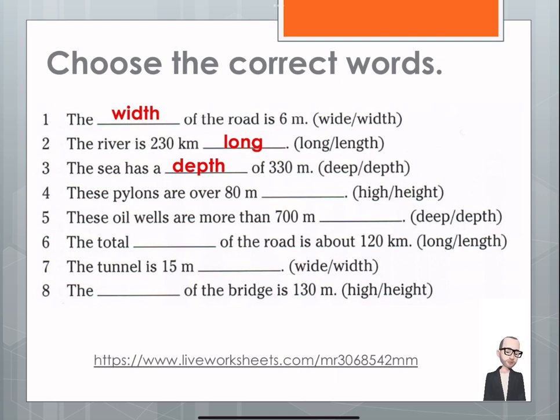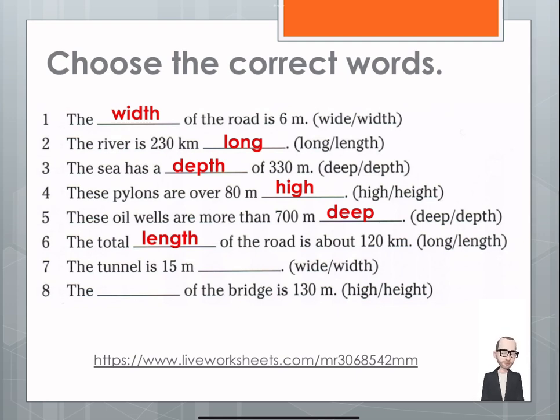These pylons are over 80 meters high. How high? They are 80 meters high. We had to use the adjective. Number 5. These oil wells are more than 700 meters, and then deep or depth, 700 meters deep. The total something of the road is about 120 kilometers. Okay, so here we are talking about the total something of the road. Of course, we will need the noun here. The total length of the road is about 120 kilometers.